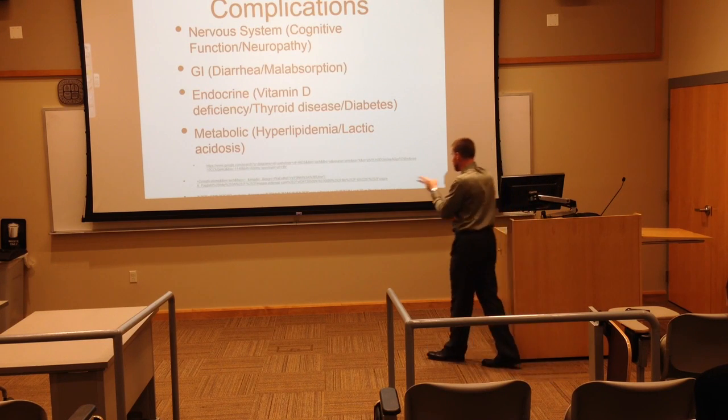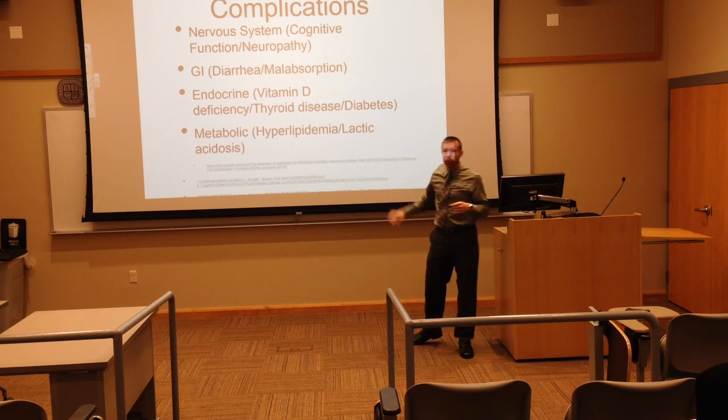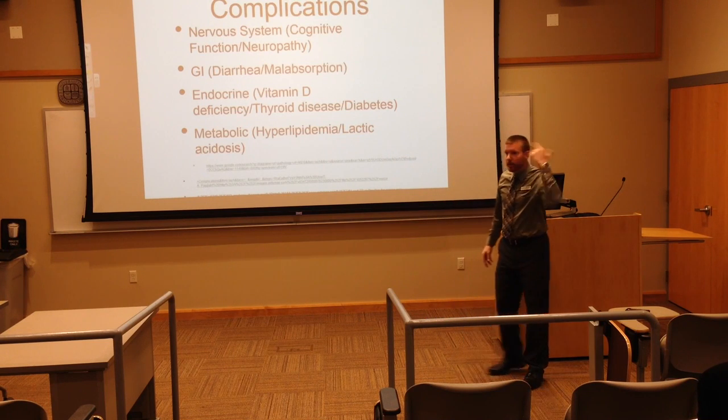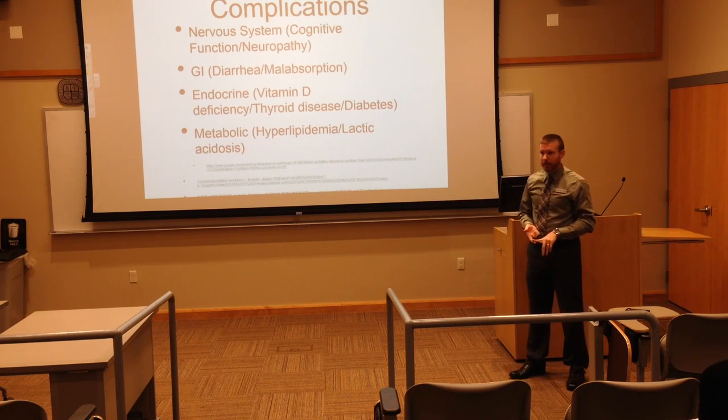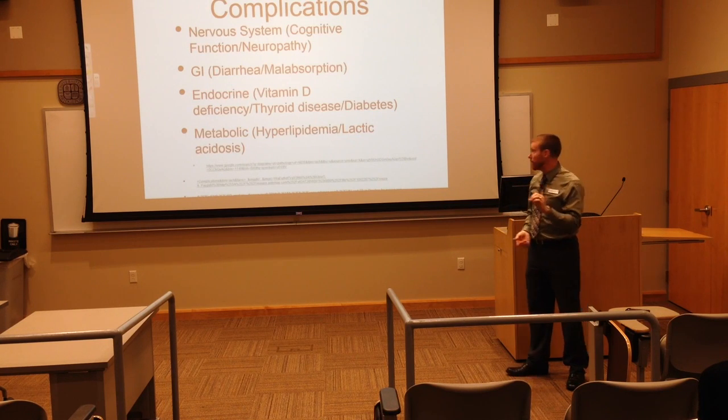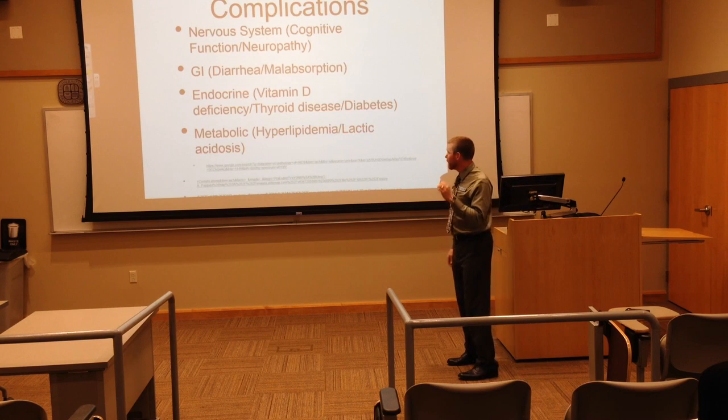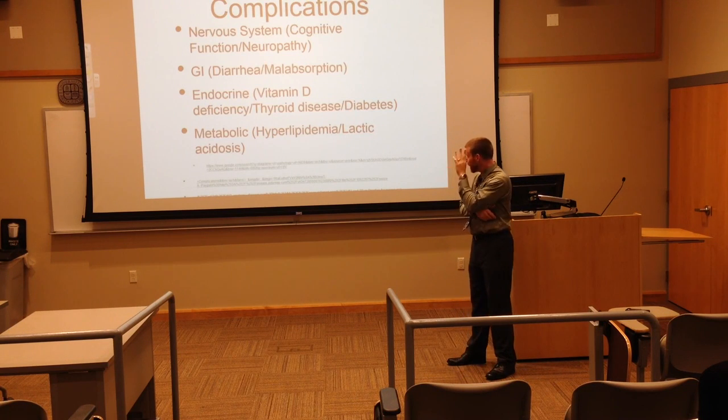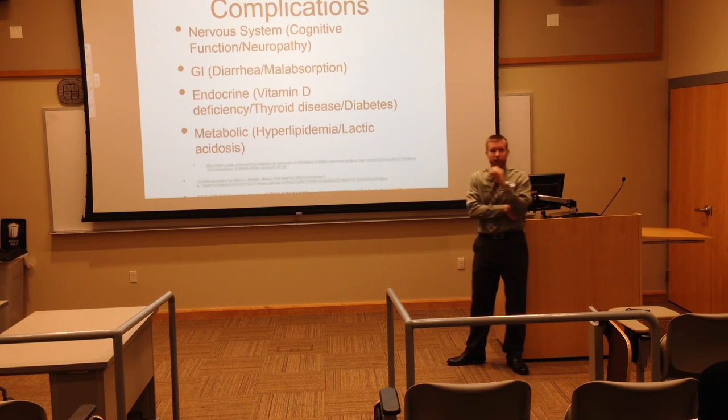Hyperlipidemia, lactic acidosis. Again, why? Because we're disrupting mitochondrial function. Always go back to that. Why do we have polyneuropathy? Why are they having the cardiovascular issues? It's because we're disrupting mitochondria, especially with antiretroviral therapy. And especially, which I'll go into later, the GI tract.